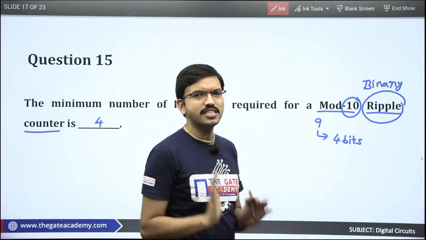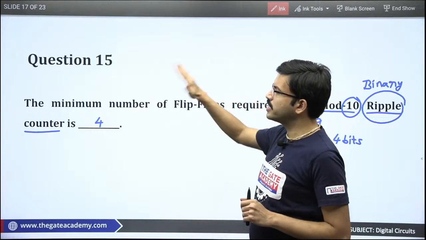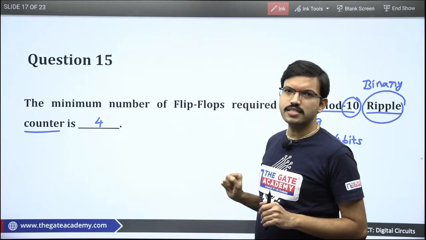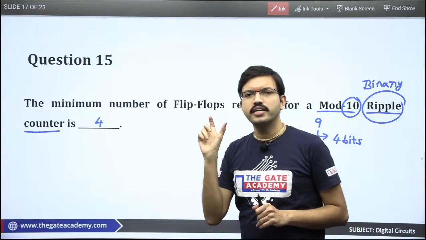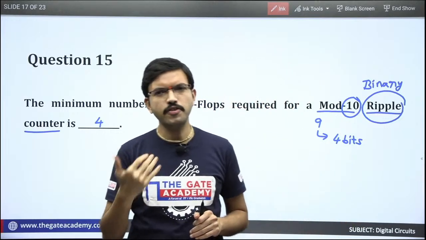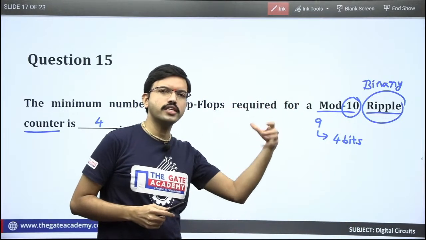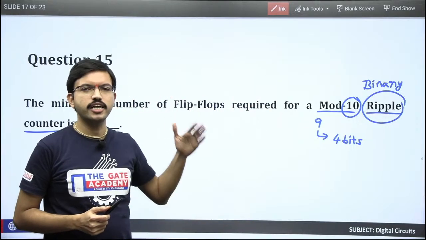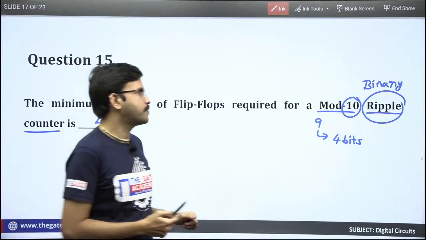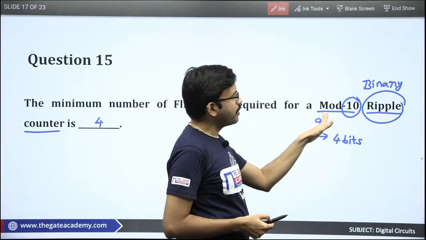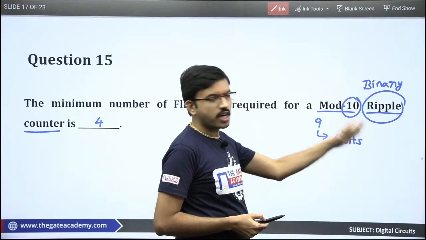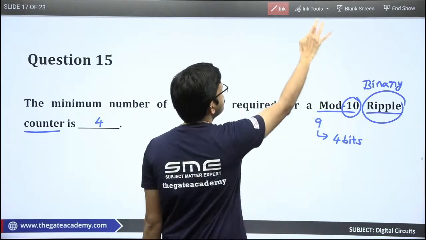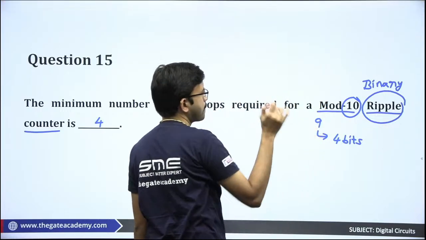That is the basic difference between the ring counter, Johnson counter, and the asynchronous or ripple counter. In the ring counter and Johnson counter we are using D flip-flops, that's why we are unable to get all the states. Whereas in the ripple counter, we can get all the states starting from 0 to the maximum. But in this case they mentioned only mod 10, so it will count up to 9 only.